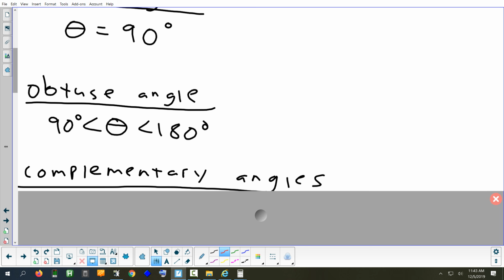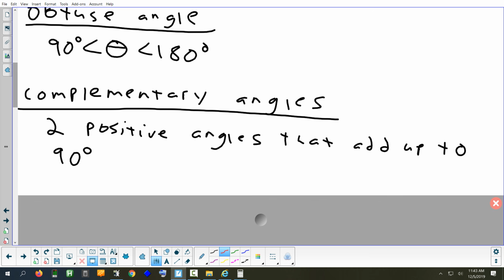Yep. They add up to 90. And one more thing about them. I could give you two angles that add up to 90 that are not complementary. That's the same hint I gave you when we talked about acute angles. Bigger than 0. Yes. They have to be bigger than 0, so they have to be positive. Or you could say two acute angles that add up to 90.